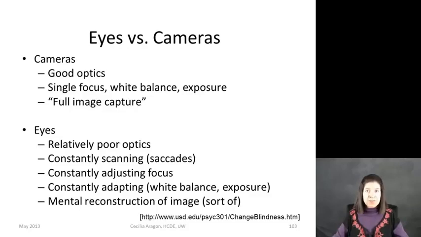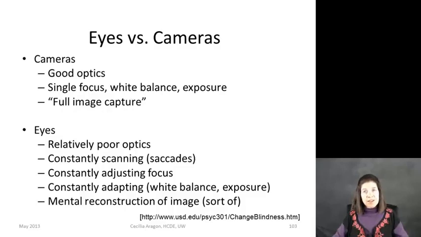Some important differences between eyes and cameras. Cameras have very good optics. They have a single focus, they maintain a white balance and a single exposure. And they also do what's known as a full image capture. In other words, all the photons coming into the eye are captured with equal importance and at the same time.